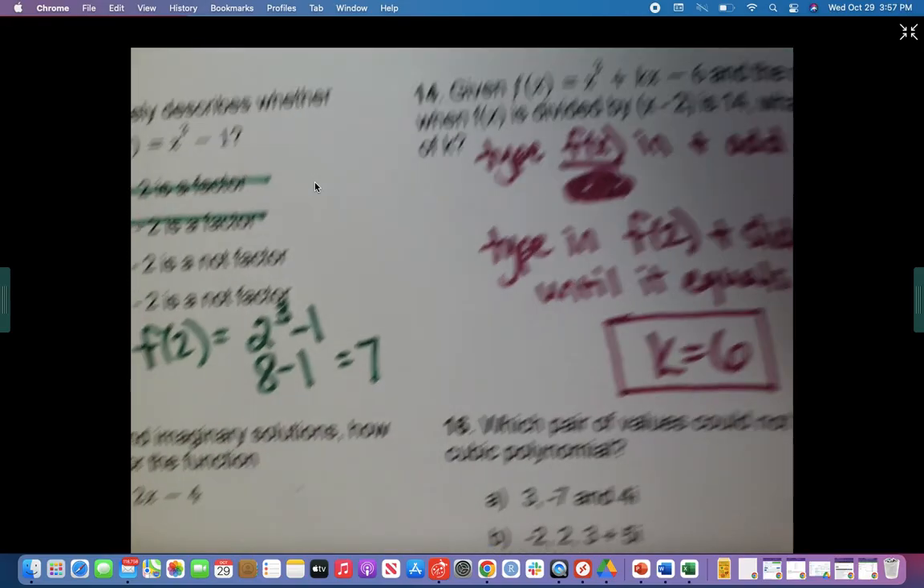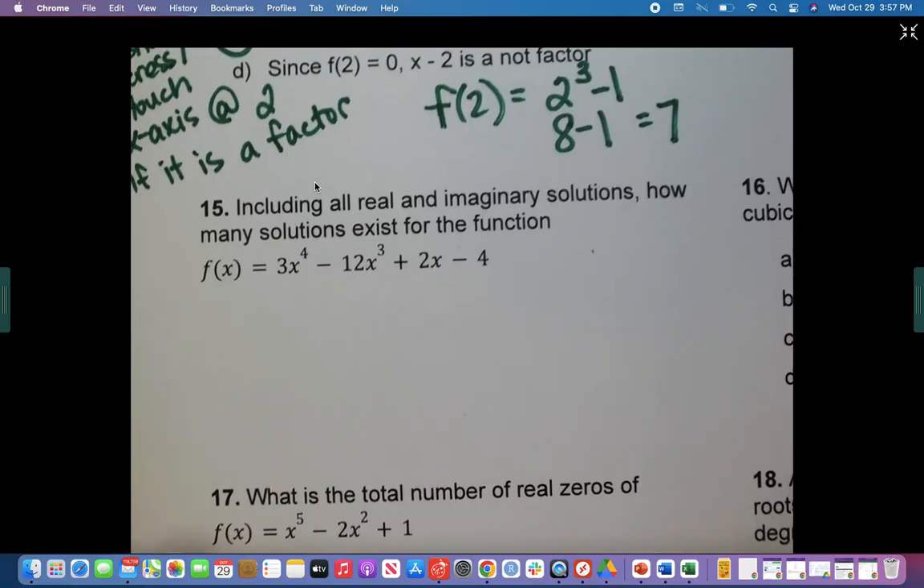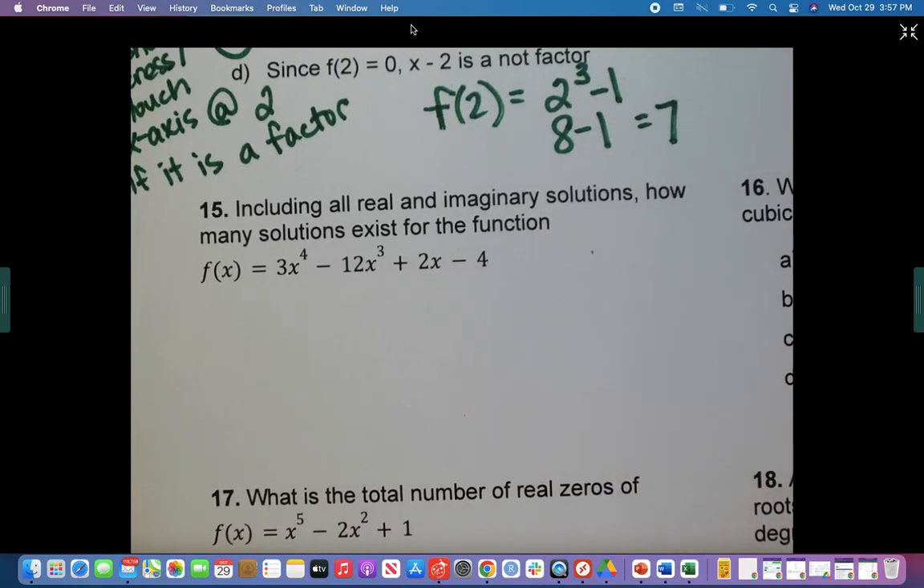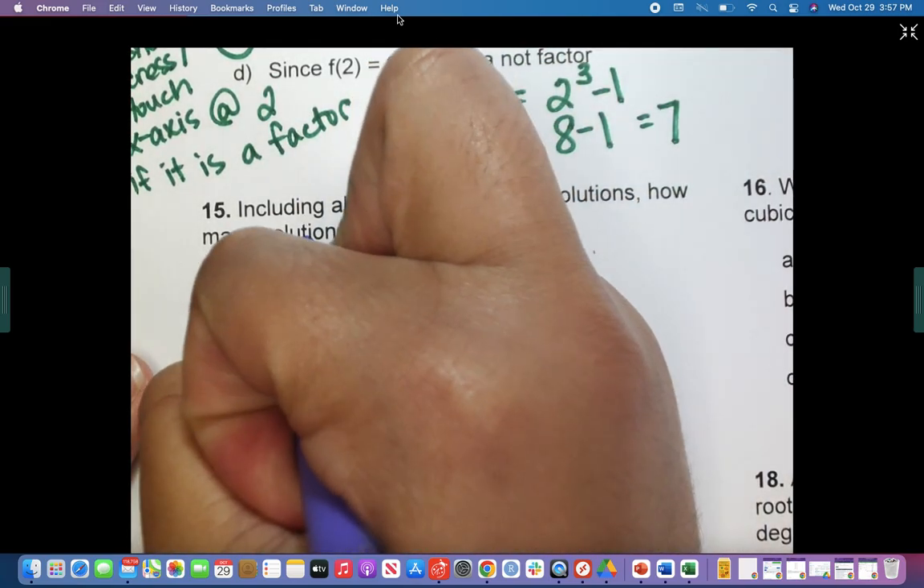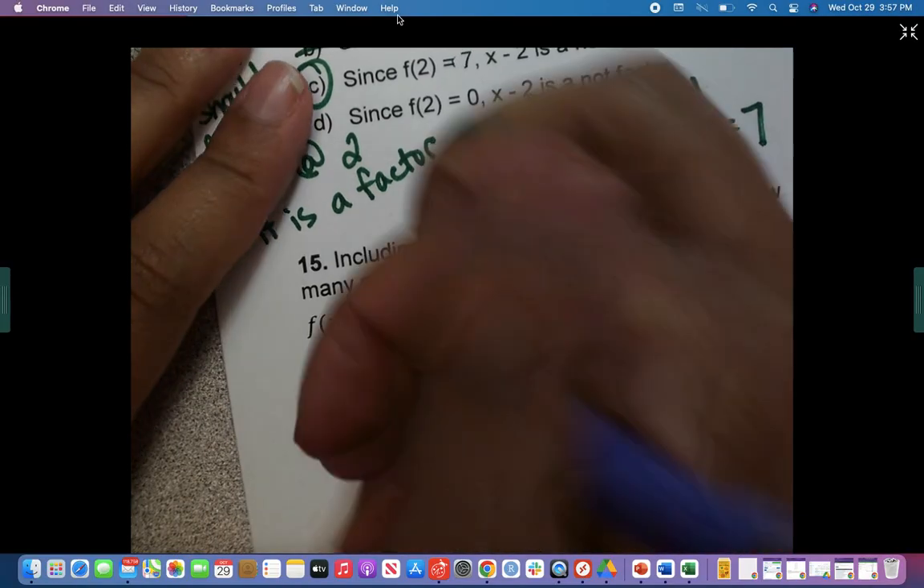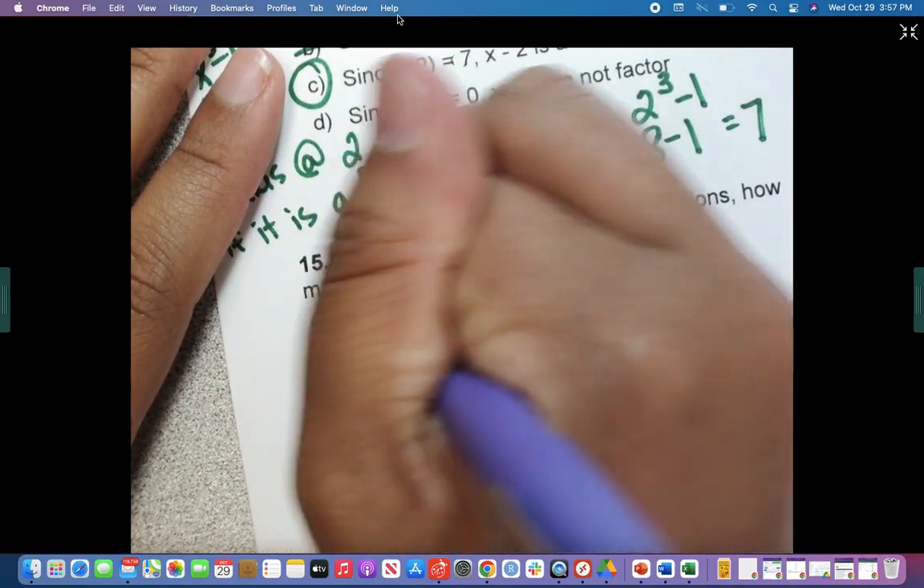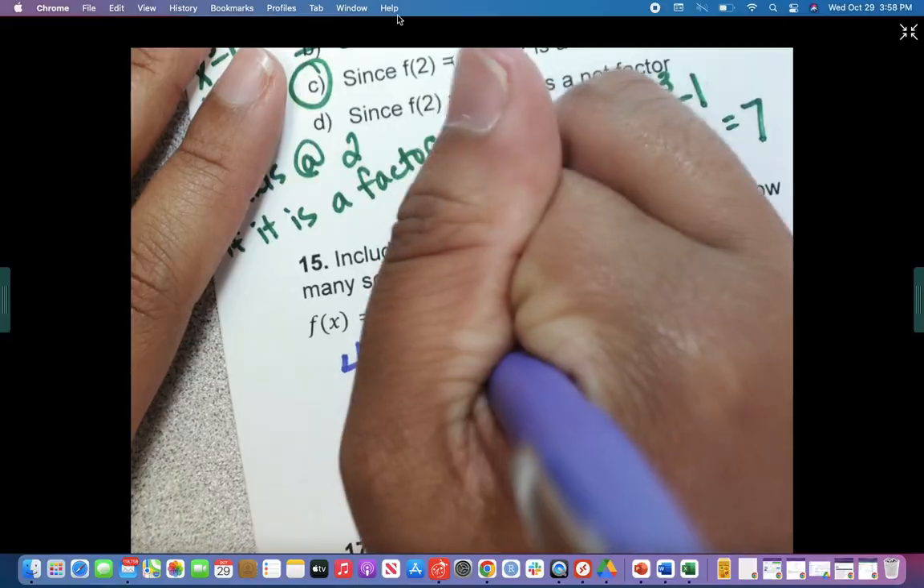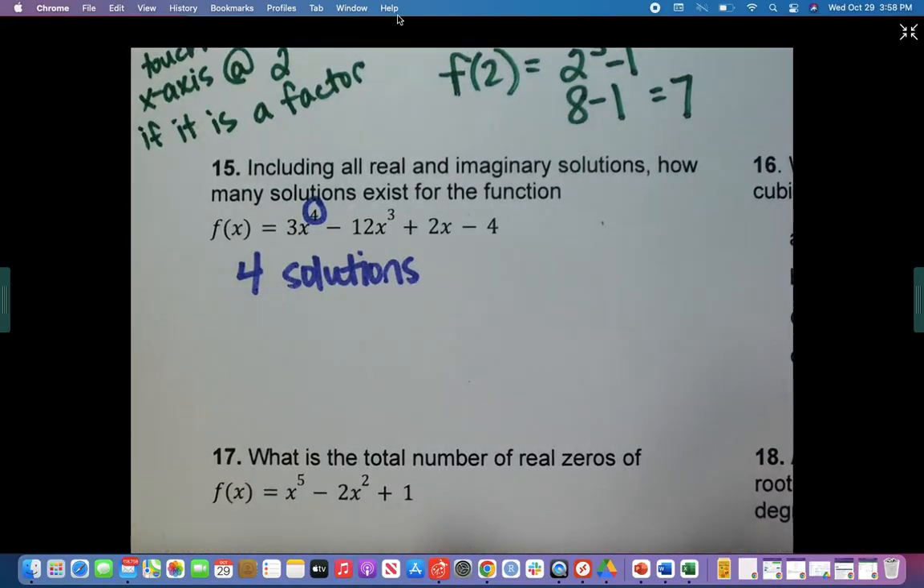All right, 15. Including all real and imaginary solutions, how many solutions exist for the function? Remember, we figured that out by looking at the degree. Your degree is your biggest exponent. So in total, we should have 4 solutions. Then we're going to graph it to see how many real and how many imaginary we've got.